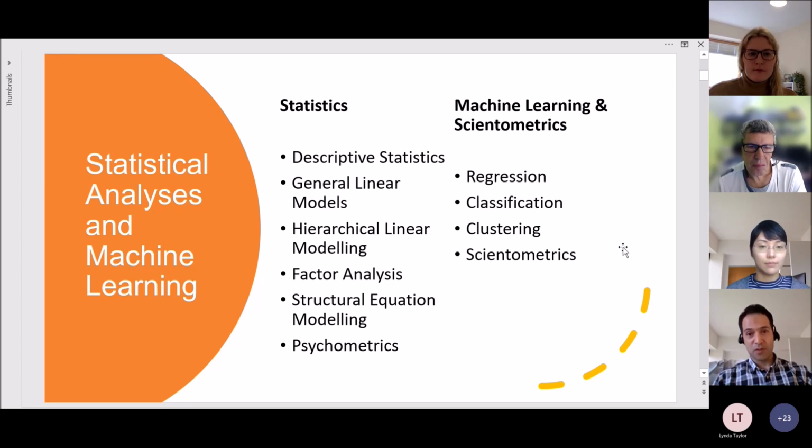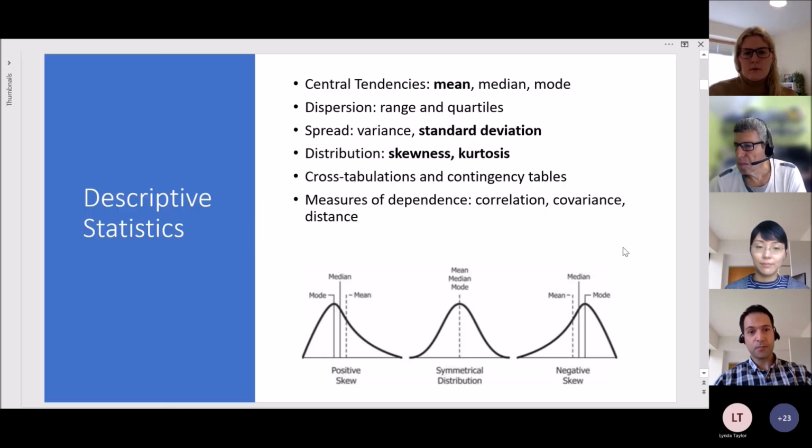I will talk about descriptive statistics and I will highlight their importance. Then general linear model, hierarchical linear model, factor analysis, and structural equation modeling. And finally, I touch on psychometrics in the first part. And in the machine learning, I will quickly walk you through some of the developments in the field of artificial intelligence and machine learning that have been used in language assessment.